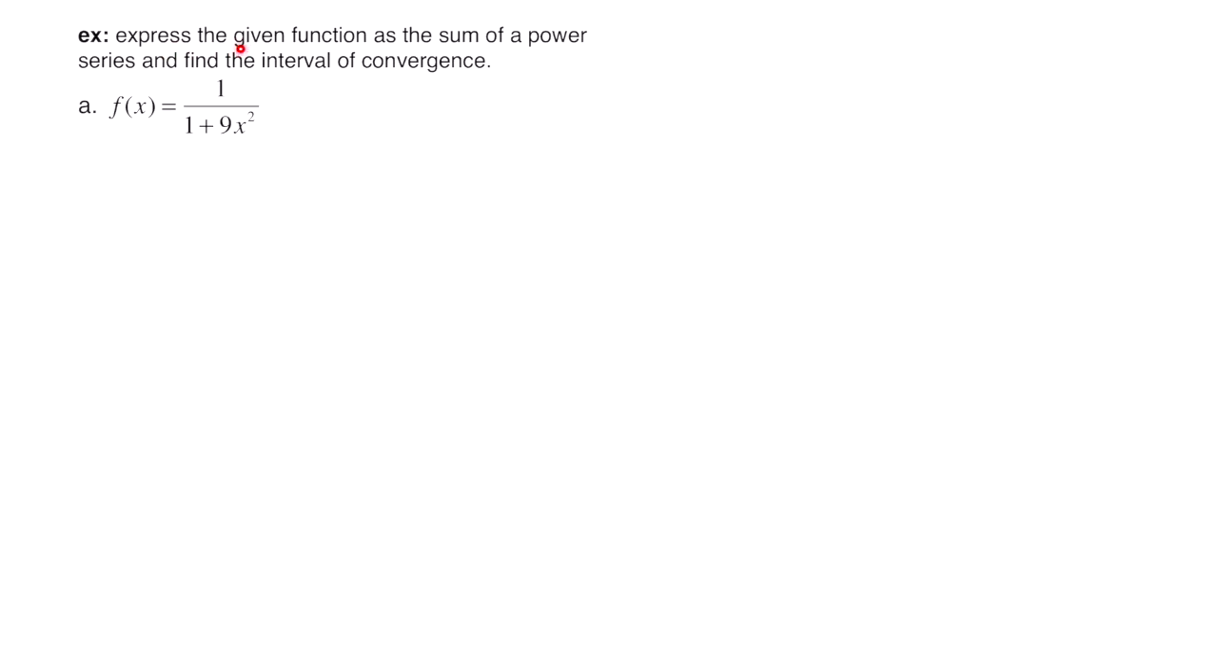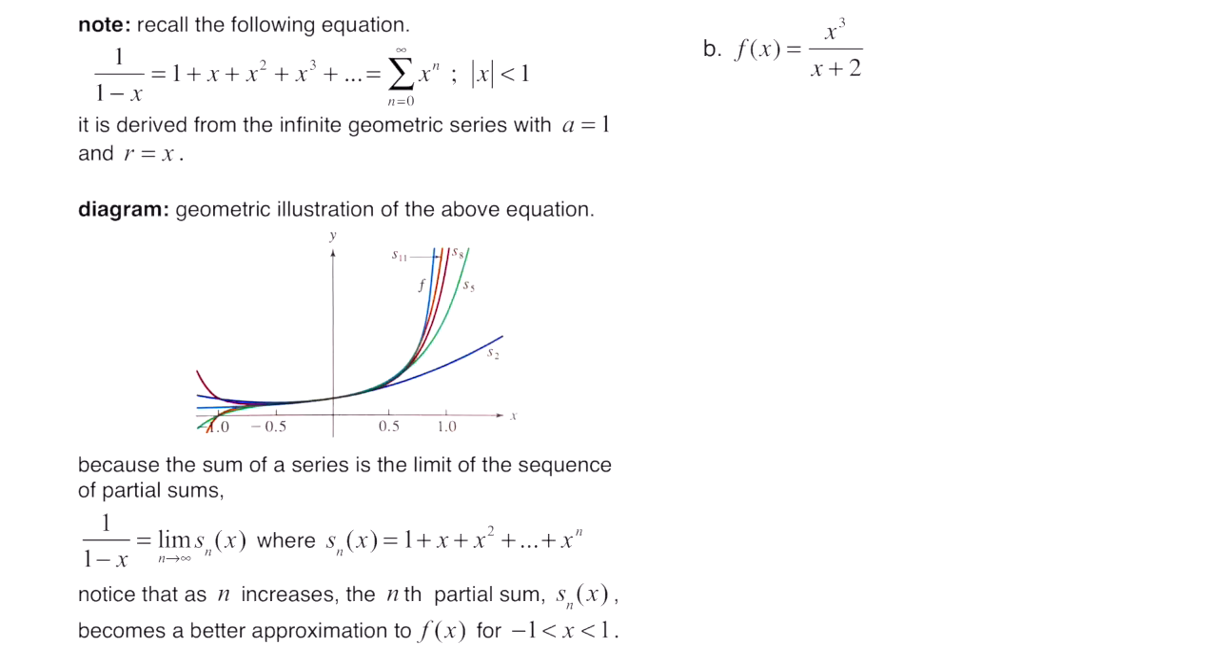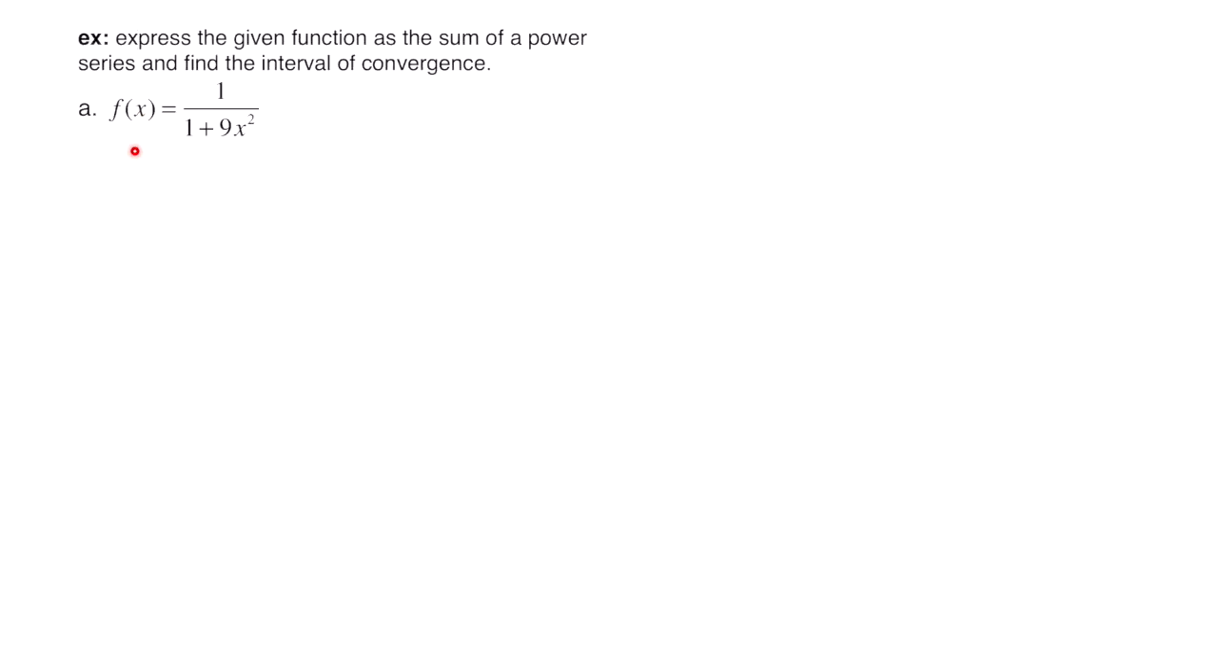This example says express the given function as the sum of a power series and then find the interval of convergence. When the function is of the form 1 over 1 minus x, we can rewrite it in a power series form, x to the n. When it's 1 minus something, we take that thing and raise it to the power n. Right now our function's not quite in the right form yet. In the denominator, we need 1 minus something. So instead of 1 plus 9x squared, we rewrite it as 1 minus negative 9x squared, where the double negative is equivalent to a positive. Now it's in the right form: 1 over 1 minus, and this is our x term.